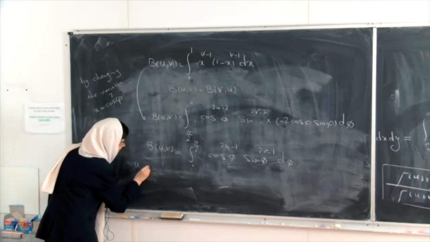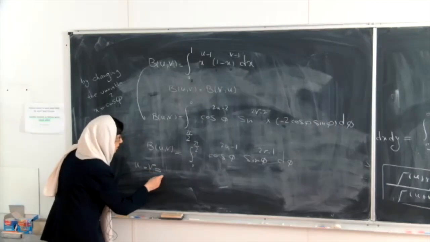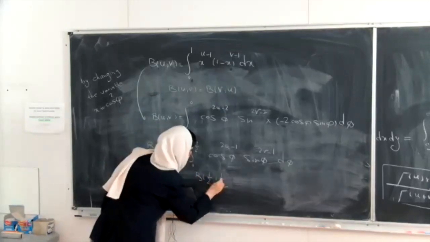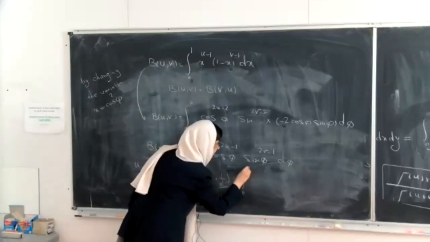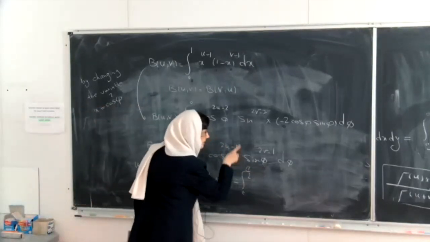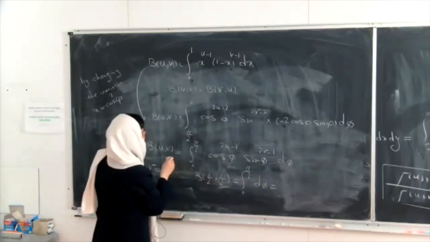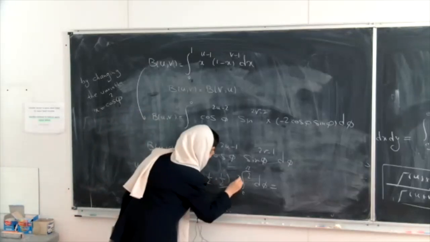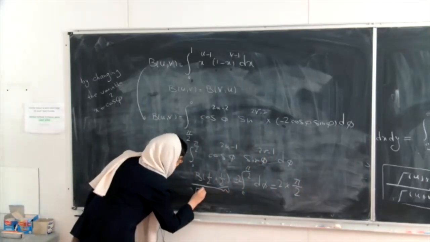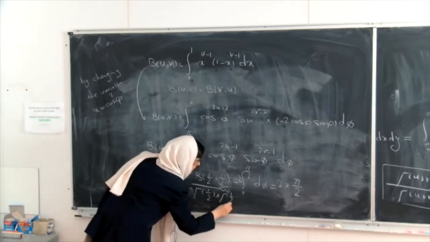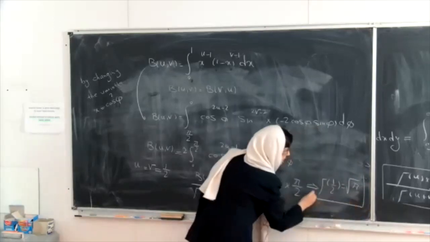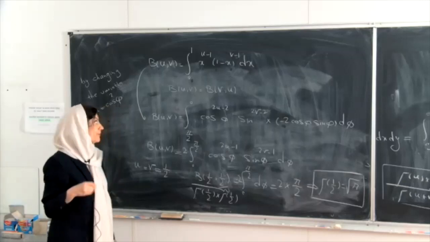For example, if we set u equals v equals half, we can find from this integral, the integral from 0 to pi half of cosine to the power 2 times half minus 1, which will be 1, similar to this one. I forgot the 2 here: 2 times pi half, and we know that it is gamma half times gamma half. So we can find that gamma half is the square root of pi.